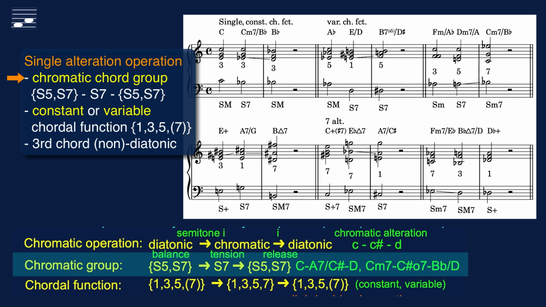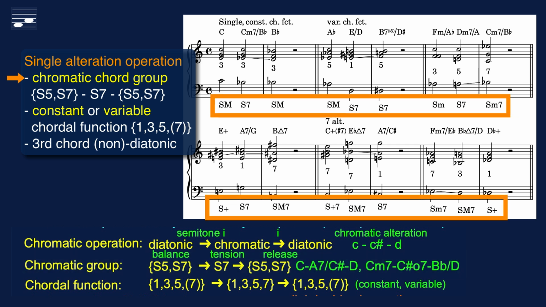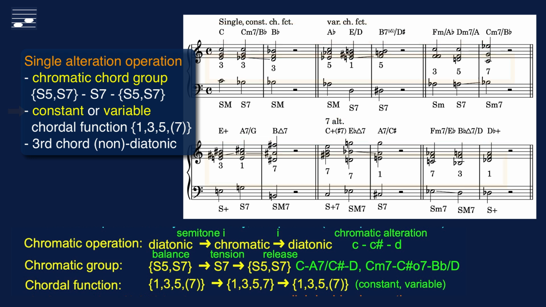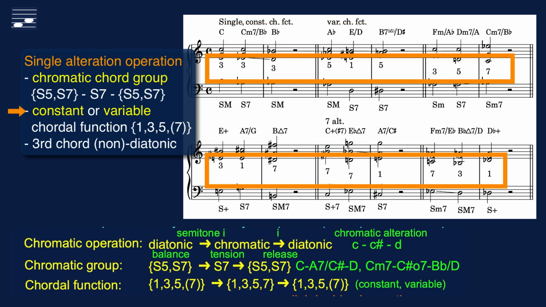Here you see a number of examples. Opening and closing chord may be either triad or 7th chord. The middle chord must be a 7th chord. Chords may be in root or inversion position. See the labels at the top. In the score I annotated the single alteration operation chordal functions.